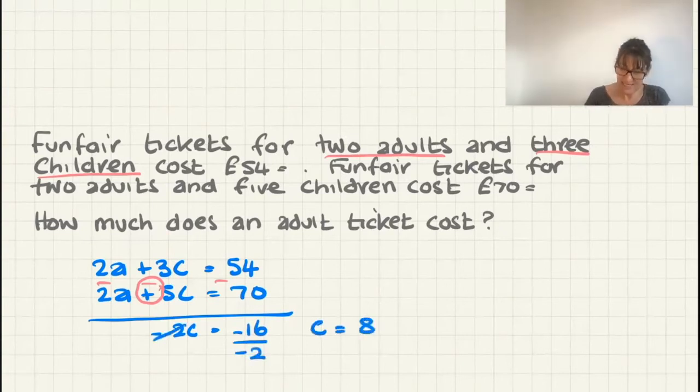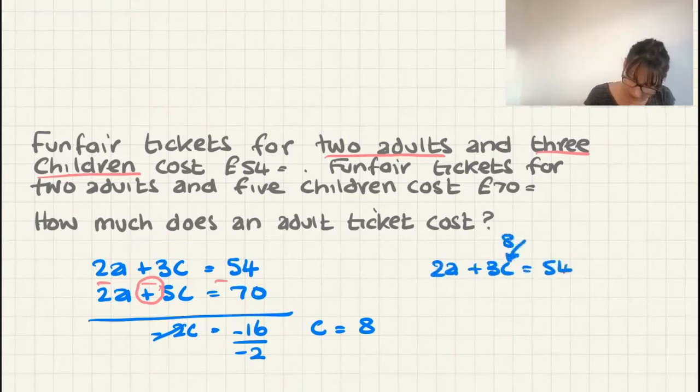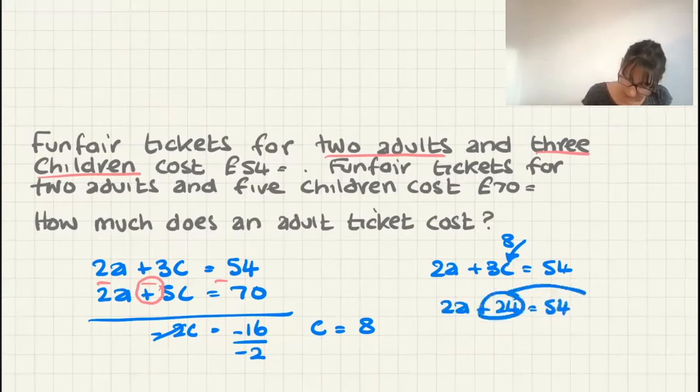So the children's ticket costs £8, but they don't want me to find that. They want me to find the adult. So I've got to keep going. So I'm going to choose the top one, 2a plus 3c equals 54. I know that c is 8. So 8 is now going to go where that c is. So I've got 2a plus 3 times 8 is 24, equaling 54. I'm going to go on and solve this now. Okay, so that was plus, so it'll be take on that side, 2a equals 30, divide through, and a equals 15. How much does an adult ticket cost?